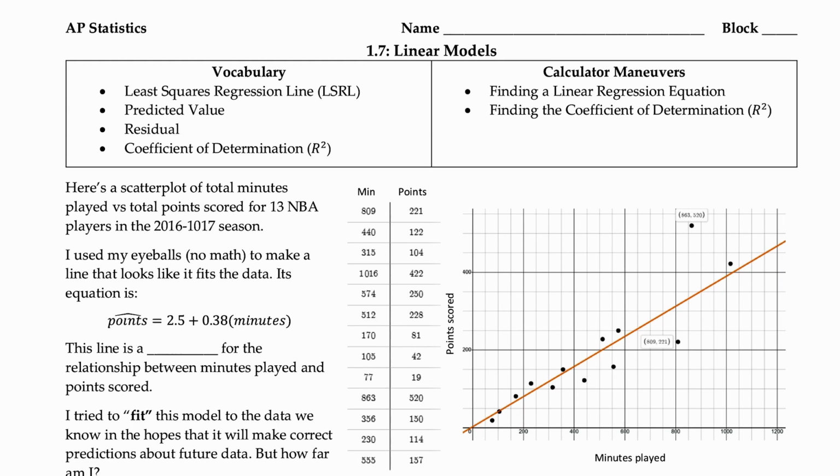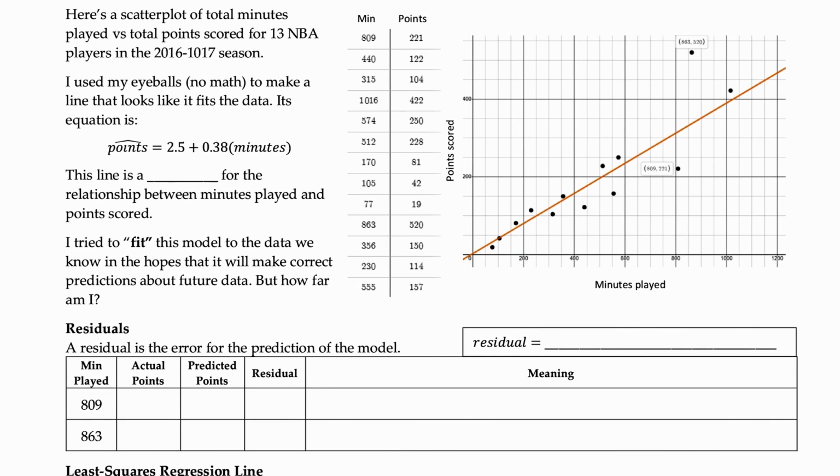So to get us started here, let's just jump right into a context and start thinking about how you would model some data. So here's a scatter plot for the total minutes played versus total points scored for 13 NBA players in the 2016-2017 season. And all I did was use my eyeballs to try to fit a line to this. I didn't use any fancy math like the calculator is going to maybe be doing for us in a bit. All I did was simply go, this seems about right. And what I got here was this equation.